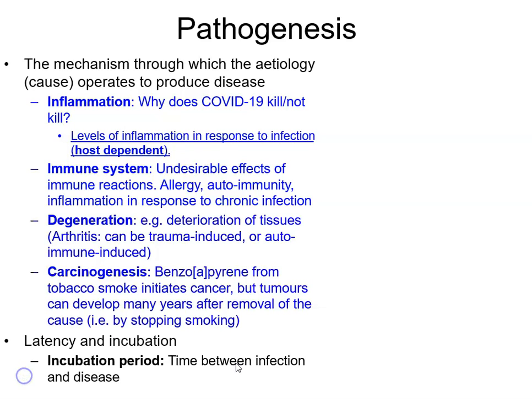So we've got a few terms here that tend to get mixed up by students: latency and incubation period. An incubation period is the time from infection to symptoms of disease. So for COVID-19, a few days up to a maximum of 10, maybe even 14 days at an extreme, but mostly about 5 days. So that's your incubation period from being infected to having symptoms or signs of disease.